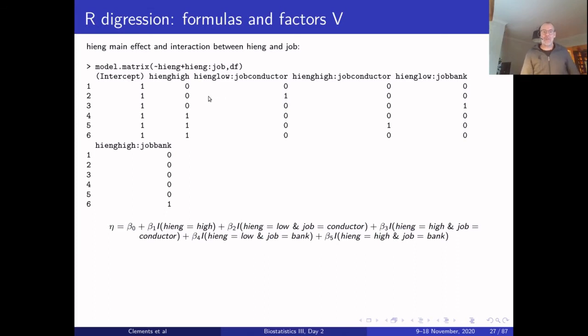And then we can adjust for a main effect for high energy and then an interaction. So we get an intercept term, a main effect for high energy, and then for the conductors, the effect of low energy, and then for the conductors, the effect of high energy, and then for the bank workers, the effect of low energy, and then for the bank workers, the effect of high energy.